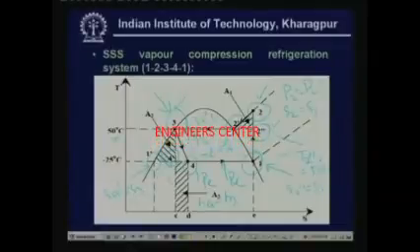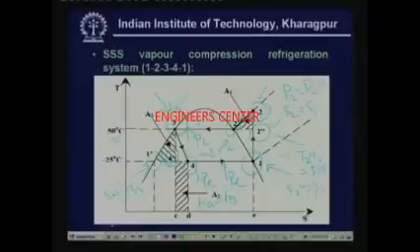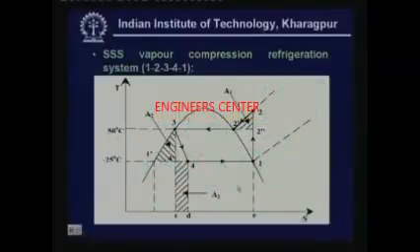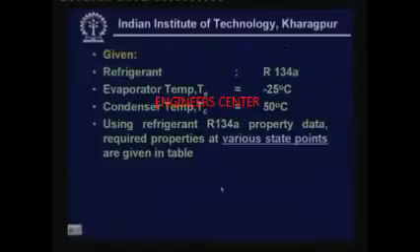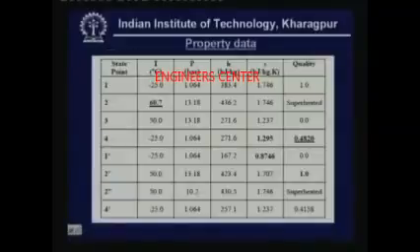Okay, that means from the given information you can find out the property data at all these points. Okay, so now let me show this property data. Before that, this is the summary of the information given. Refrigerant is 134A, evaporator temperature is minus 25 degrees centigrade, and condensing temperature is 50 degrees centigrade. Okay, and the property data, as I have already explained, is like this.